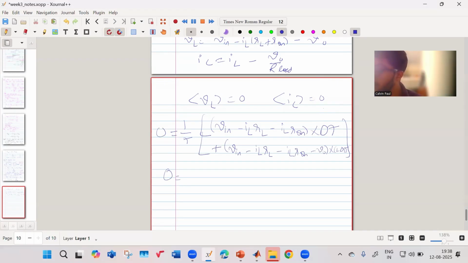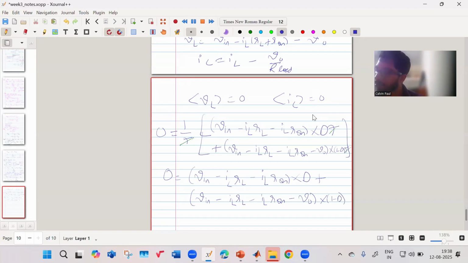So 0 is equal to 1 by T. Sorry, the T's can get cancelled. So 0 is equal to (Vin minus IL RL minus IL R-on) into D, plus (Vin minus IL RL minus IL R-on minus V output) into (1 minus D).